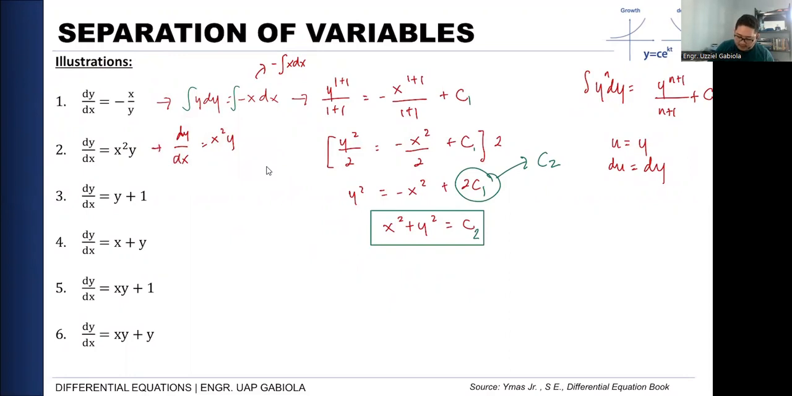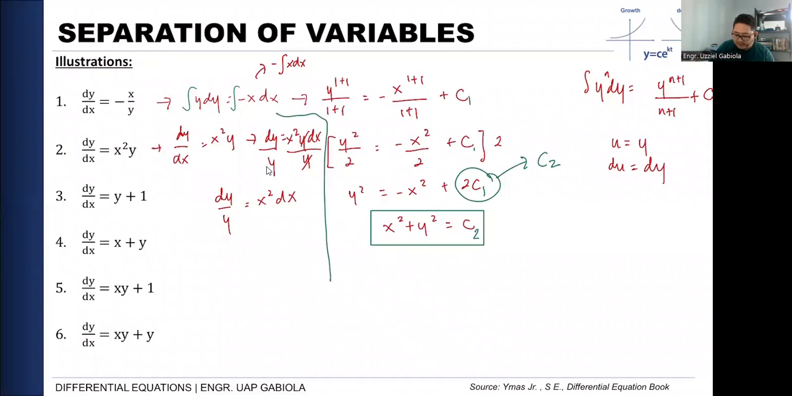Or pwedeng gawin din natin, i-cross multiply muna natin sa dx. So this will be dy is equals to x squared y dx. Okay? And then di-divide natin both sides by y para mag-cancel out 'yon. So dy over y is equals to x squared dx. So by performing that operation, we separated yung two variables natin. And when we succeeded in separating them, can perform integration na.